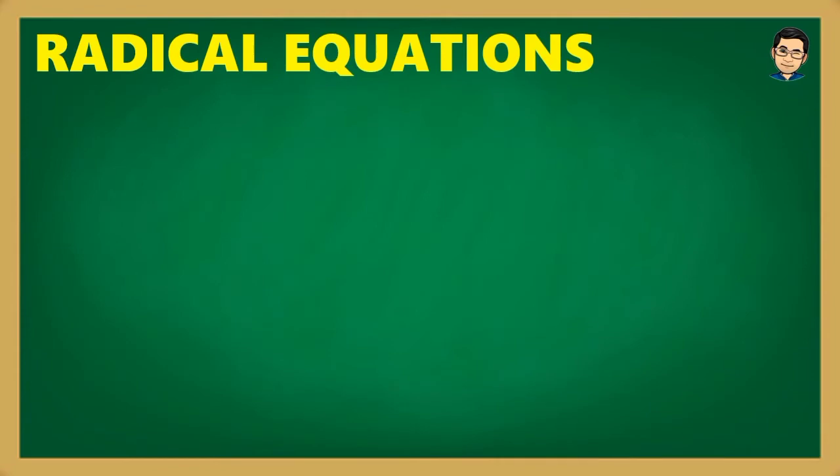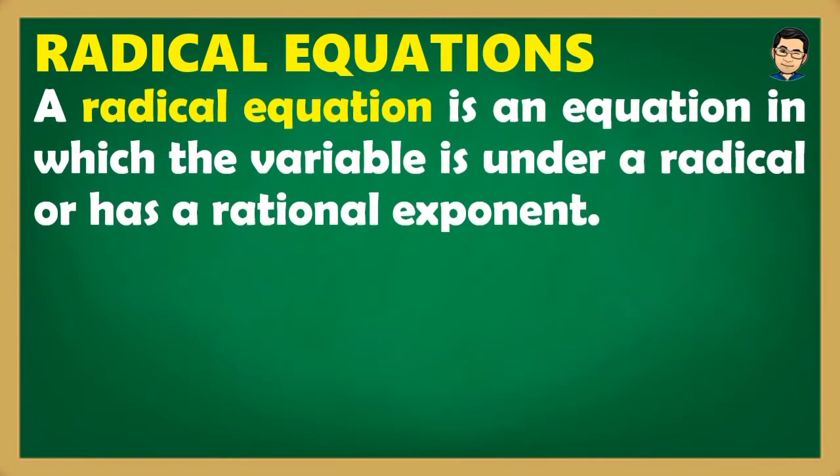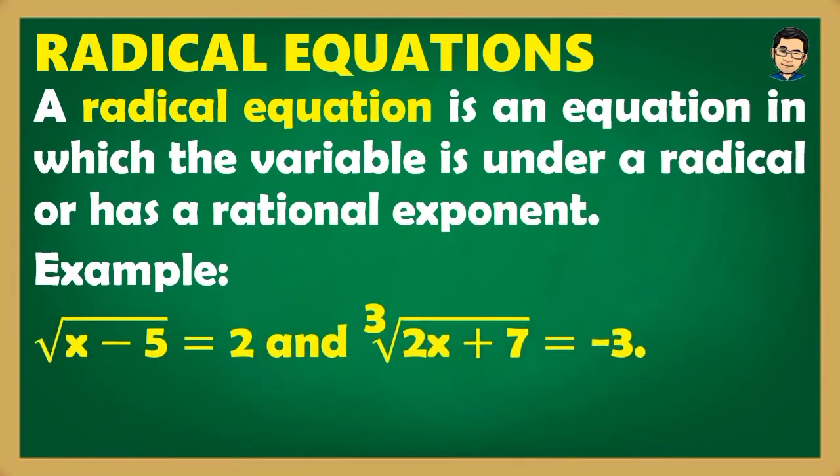And then we have radical equations. A radical equation is an equation in which the variable is under a radical or has a rational exponent. For you to understand radical equations, let's have an example. The square root of x minus 5 equals 2 and the cube root of 2x plus 7 is equal to negative 3 are examples of radical equations.